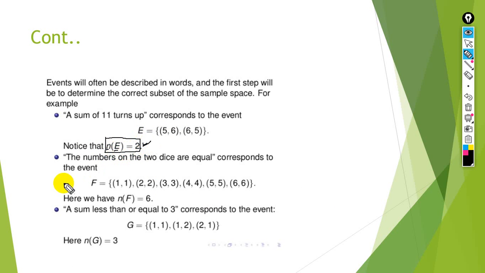The numbers on the two dice are equal, corresponding to the event. It says to take a subset whose outcomes are equal outcomes. When we are rolling the dice, the possibilities of equal outcomes are these, so I am taking them as the event: 1 1, 2 2, 3 3, 4 4, 5 5 and 6 6. There are no other possibilities, only these.